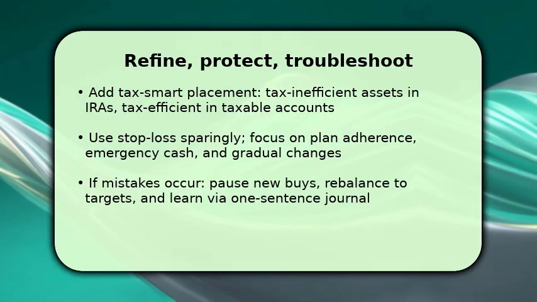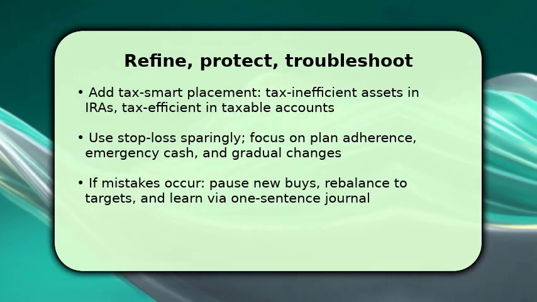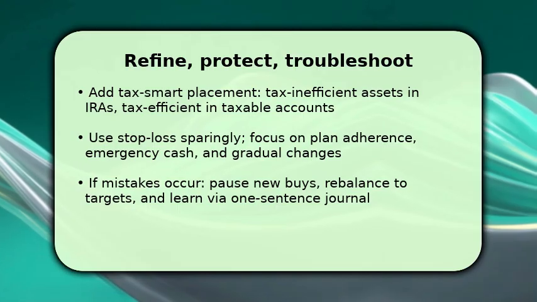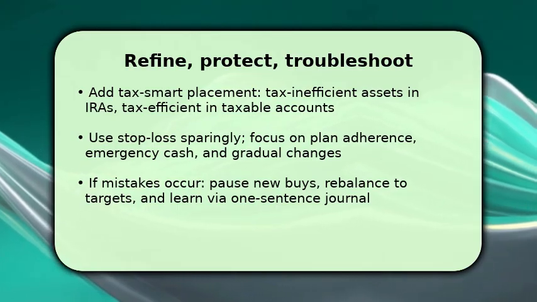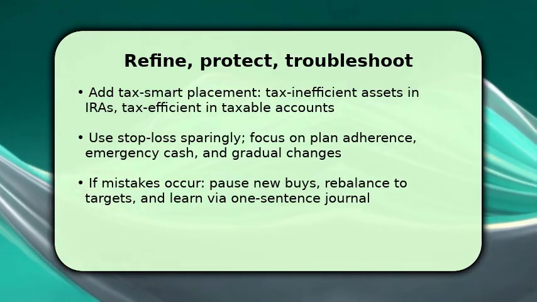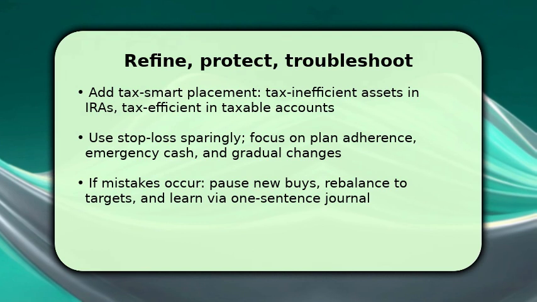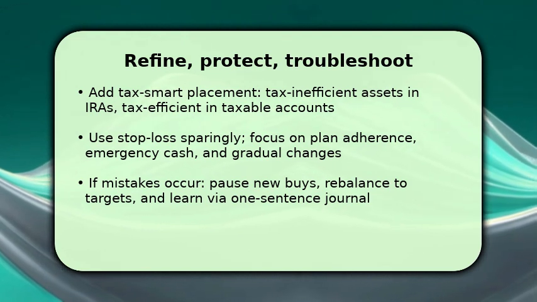If something goes wrong, a bad trade or unexpected expense, pause new buying, rebalance back to target allocations, and write one sentence on the error so you fix process next cycle. This closes the loop and keeps progress steady.